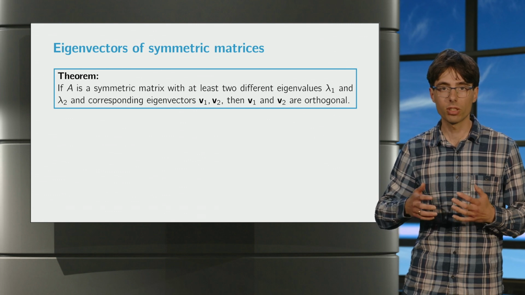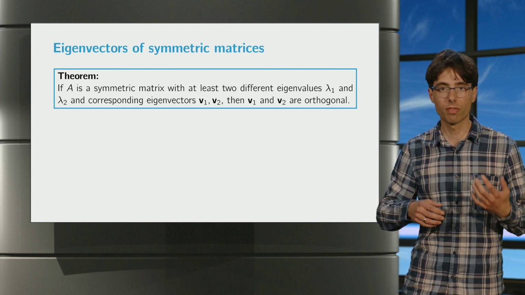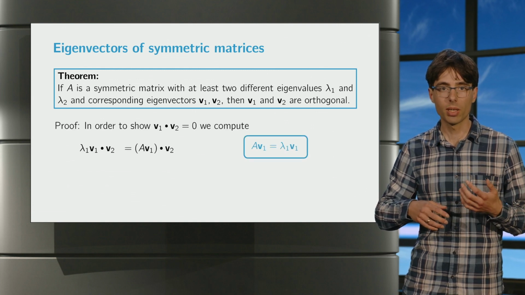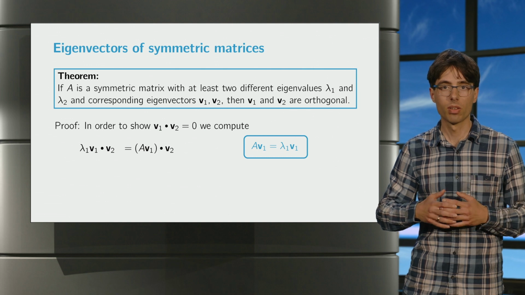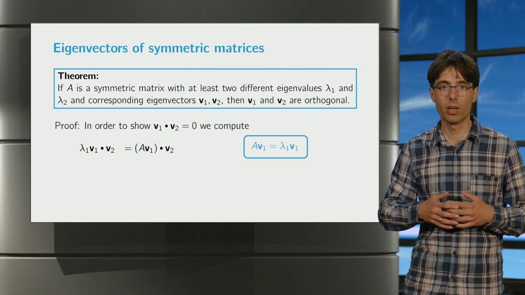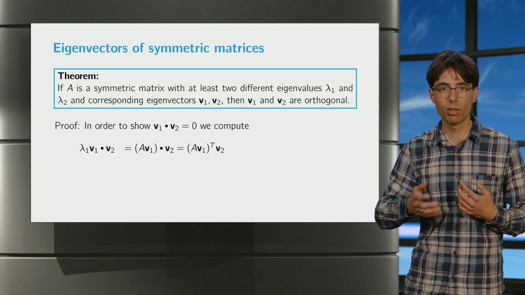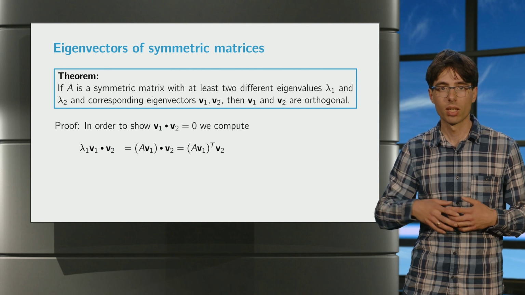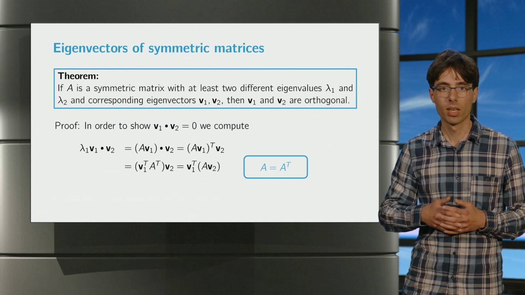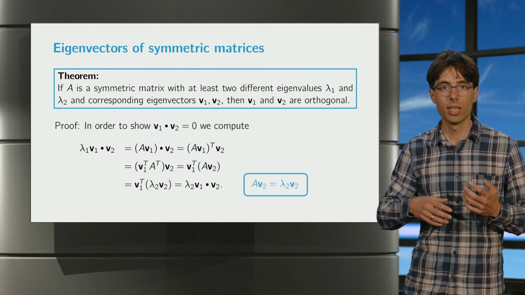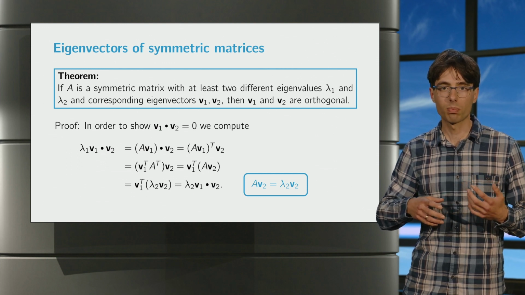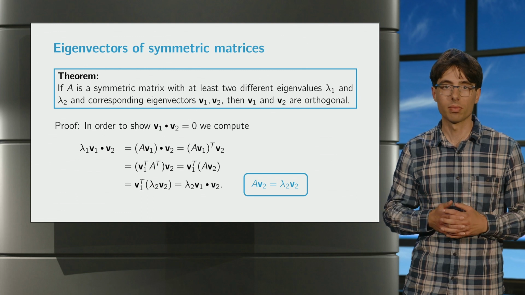In order to prove the first theorem, we will show that the inner product of v1 and v2 is 0. We start by working out λ1 times this inner product. First, we use that v1 is an eigenvector of A with eigenvalue λ1. Then, we write the inner product as a matrix vector product. We work out this transpose where we use that A is symmetric. In the final step we use that v2 is an eigenvector of A with eigenvalue λ2 and rewrite the matrix vector product as an inner product again.